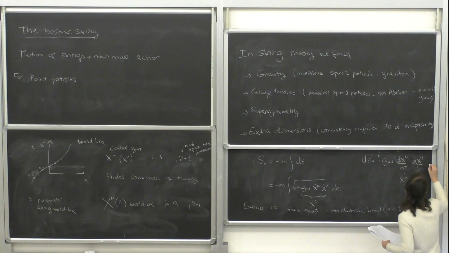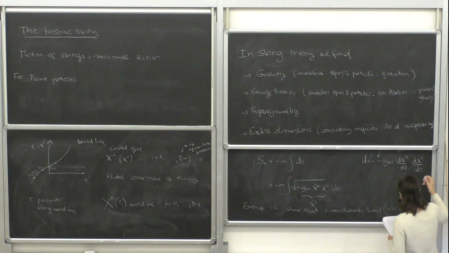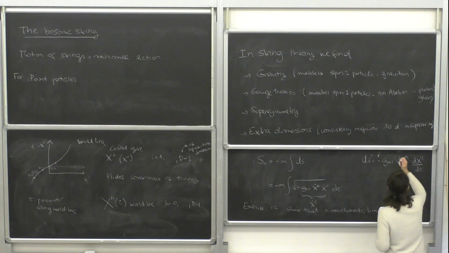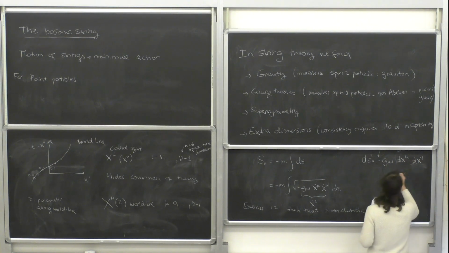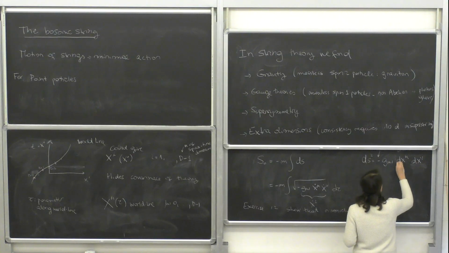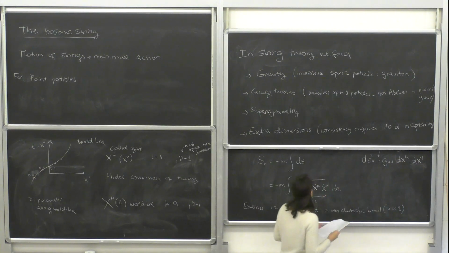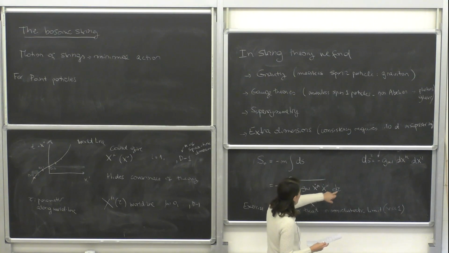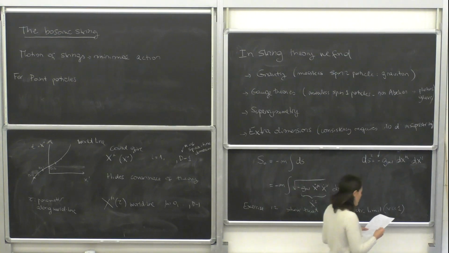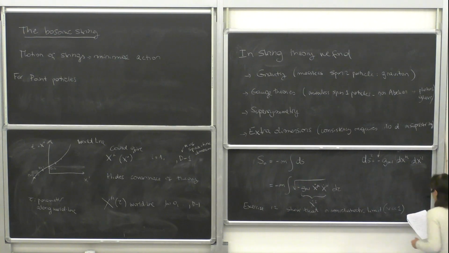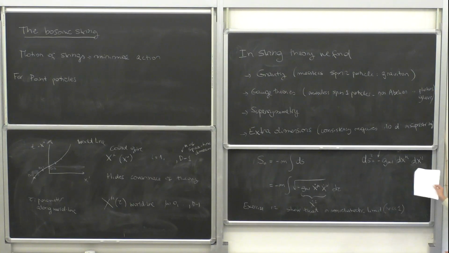Sorry, no, this is d tau, sorry, yeah, indeed. Thank you. So now it's dx mu over d tau, and then d tau there, yeah. If I say that x mu is a function of tau only, then what we get is this. Yeah, thank you.